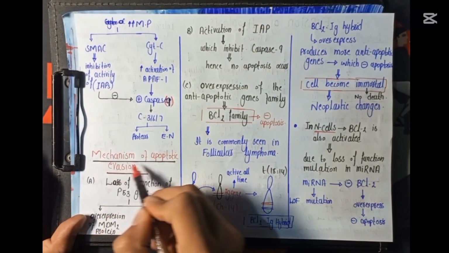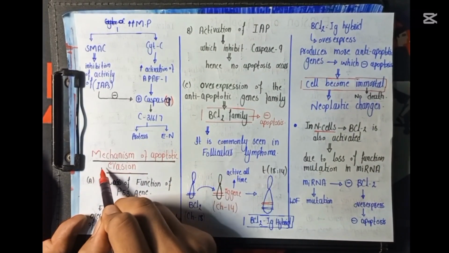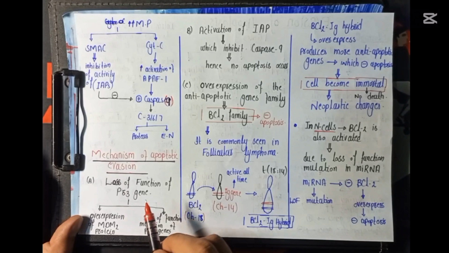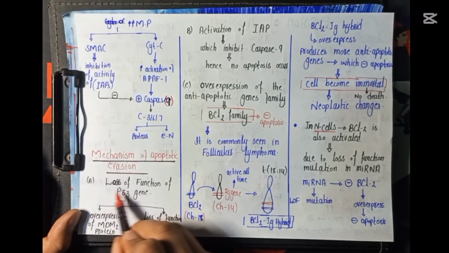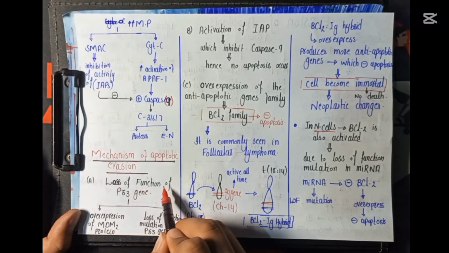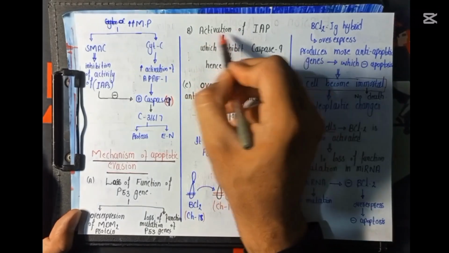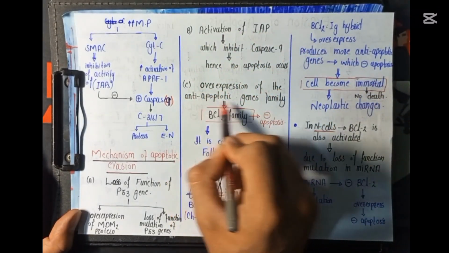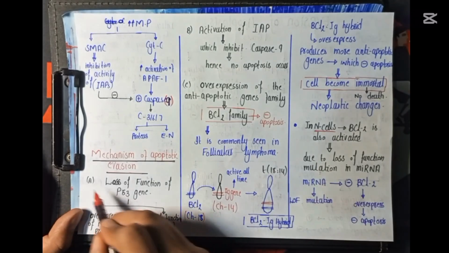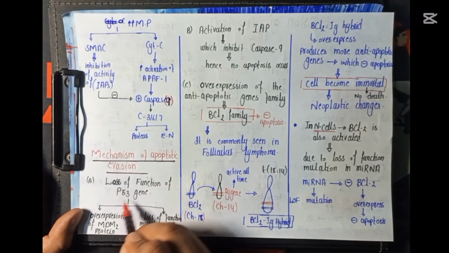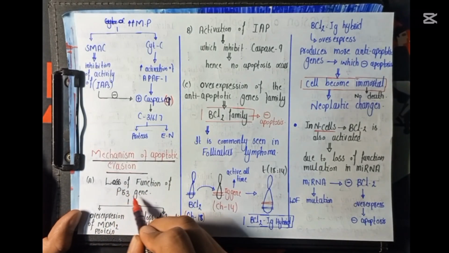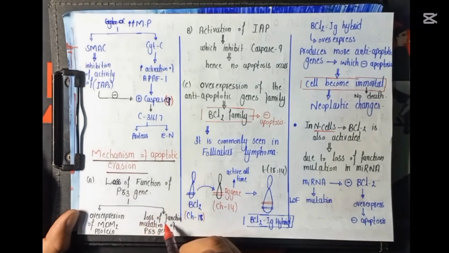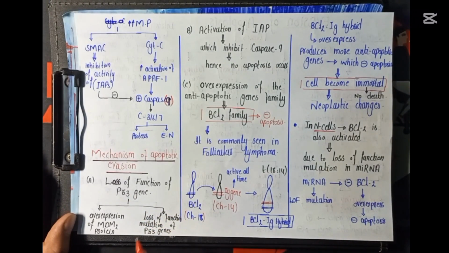अब बात करते हैं about the mechanism of the apoptotic evasion, or how the neoplastic cells evade the process of apoptosis. So it involves three mechanisms. First is loss of function of the p53 gene. Second is activation of inhibitor of apoptotic protein, and the third one is overexpression of the anti-apoptotic gene family. So the first one is loss of function of the p53 gene or inactivation of the p53 gene. The p53 gene is inactivated due to a loss of function mutation in the p53 gene.